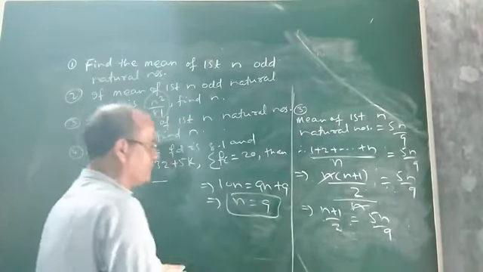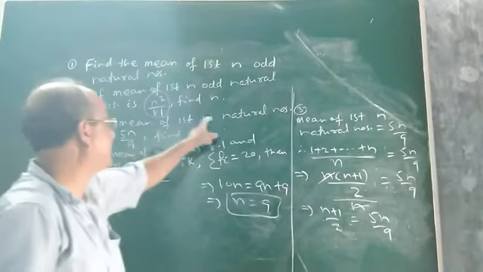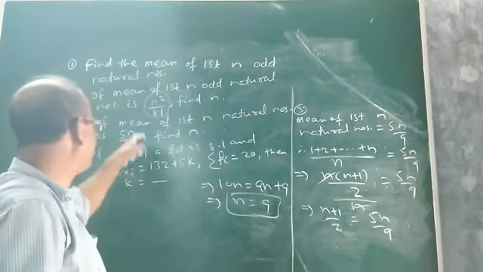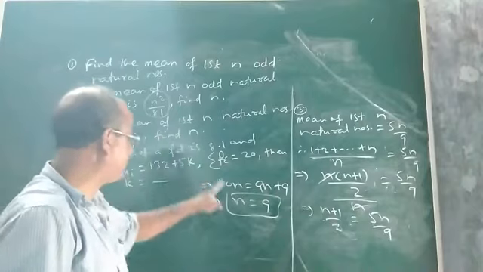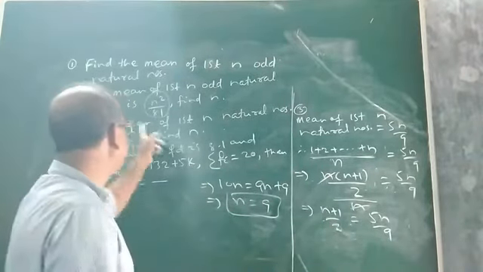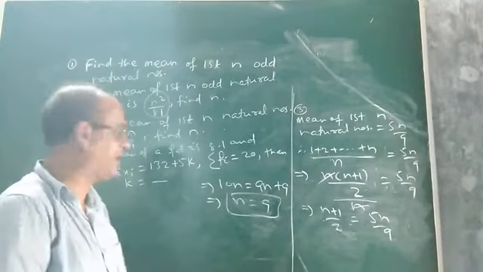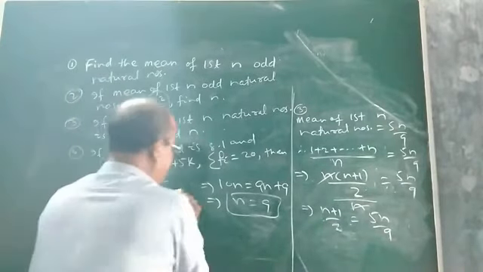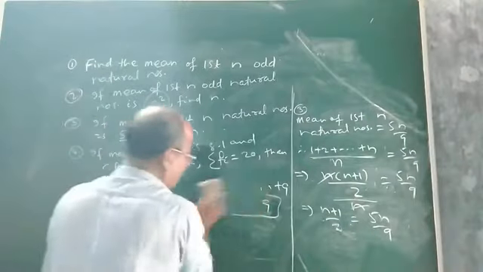So if the mean of first n natural numbers is given by 5n by 9, then the value of n will be equal to 9. See how to find the value of n if the mean of first n natural numbers is given. Okay. Now another question, question number 4. So what is question number 4?